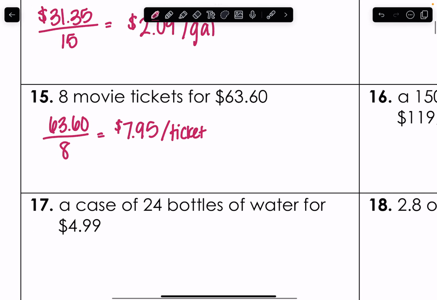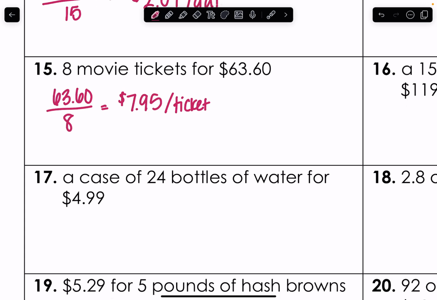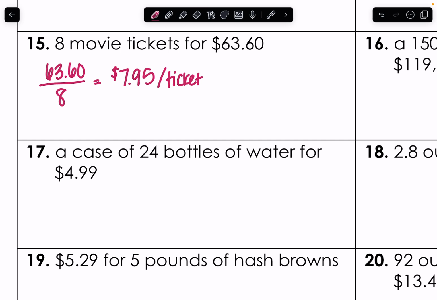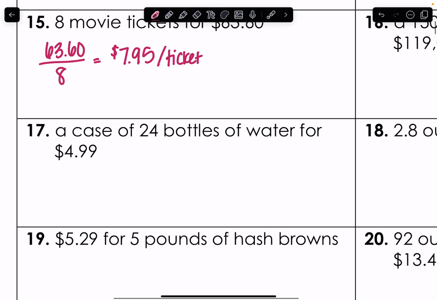Number 17, we have a case of 24 bottles of water for $4.99. This is probably the most useful. Especially if you're at a store, you're buying large packs of water, you might choose the cheapest one, but maybe that one only has 12 bottles and another one has 30, right? You want to figure out what's going to be the better deal. So I could take my price, $4.99, divide by how many bottles I'm getting, which is 24. So I get an answer of 21 cents, 0.21 per bottle.